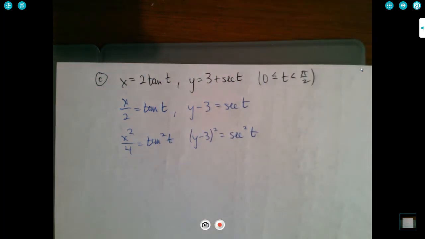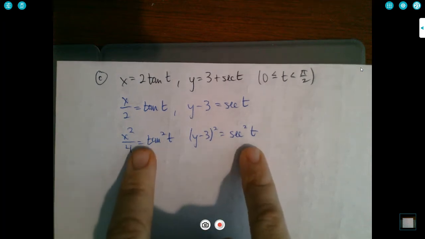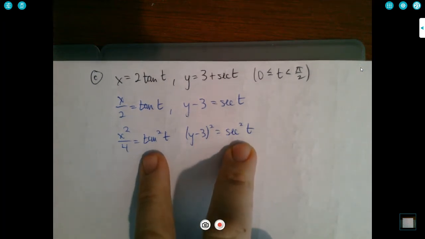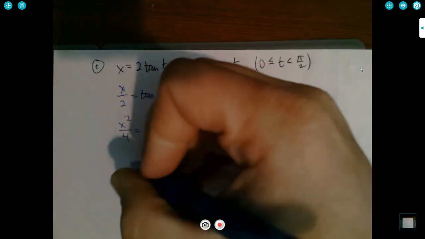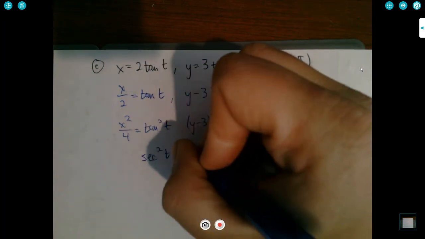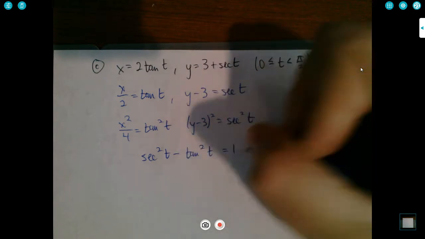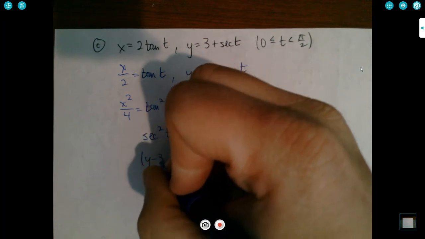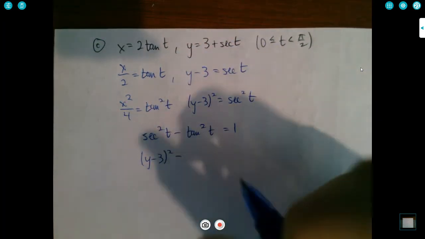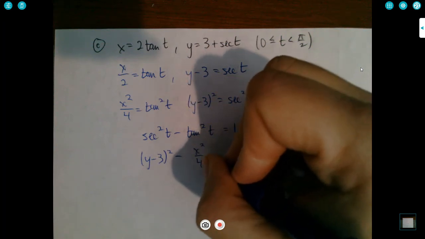And then to relate these two things together, you have to remember the Pythagorean identity. It's not true that tangent squared plus secant squared equals 1, but it is true that tangent squared minus secant squared equals 1, I think, or maybe the other way around. Actually, it's the other way around. It's secant squared minus tangent squared equals 1. Okay, it's a Pythagorean identity. So we can say, all right, secant squared t minus tangent squared t equals 1. Well, secant squared t is just y minus 3 squared. Tangent squared t is x squared over 4.